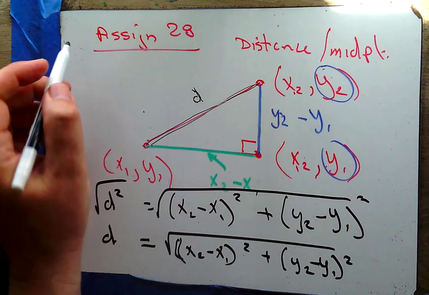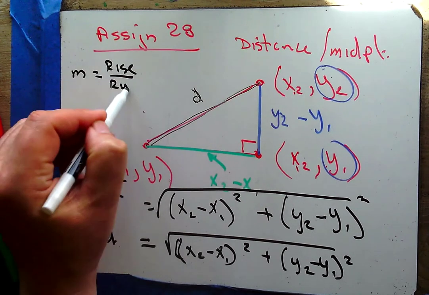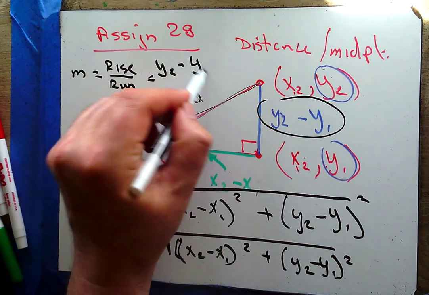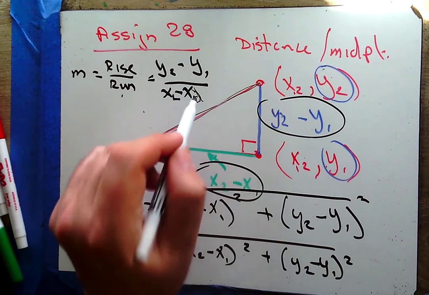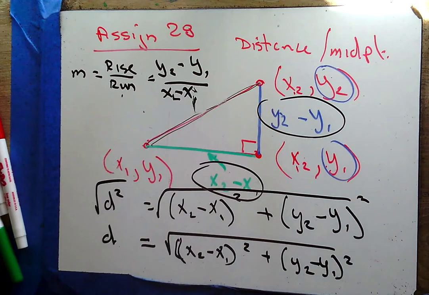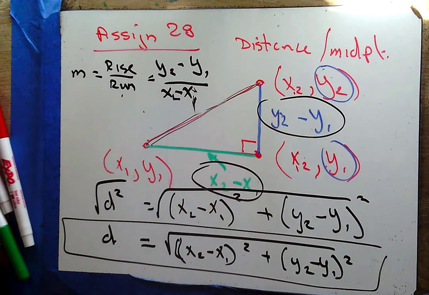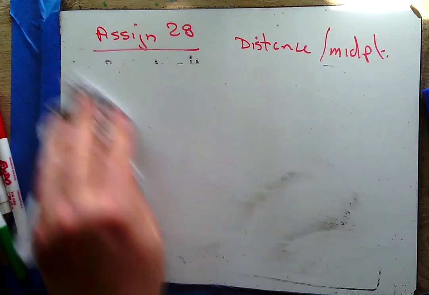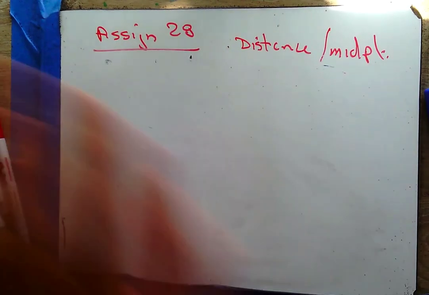Just like our slope formula is, we often say rise over run. Well, our rise is y2 minus y1, and our run is x2 minus x1. Okay. So in today's work, and in fact the next couple of days' work, we'll be using the distance formula, or a rewritten version of it. The other thing I'd like to talk about today, in addition to that distance formula, is the midpoint formula.